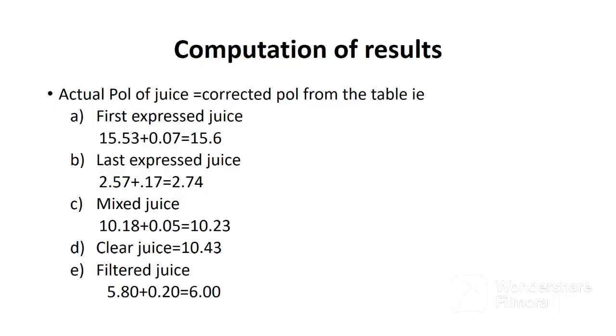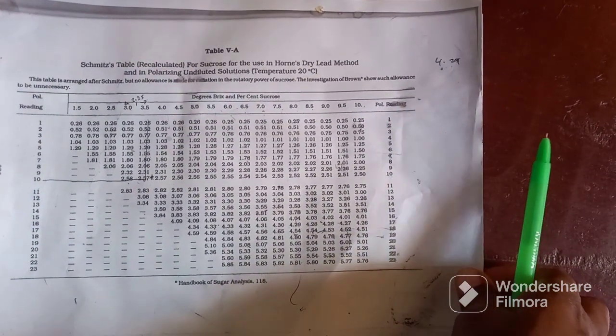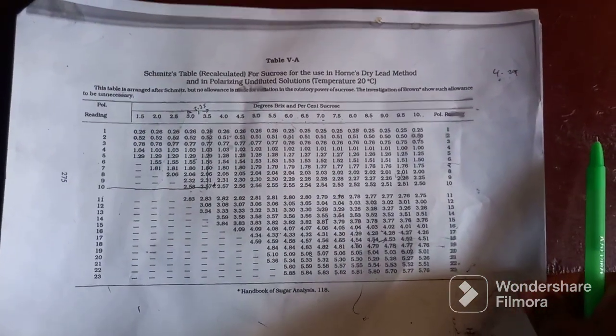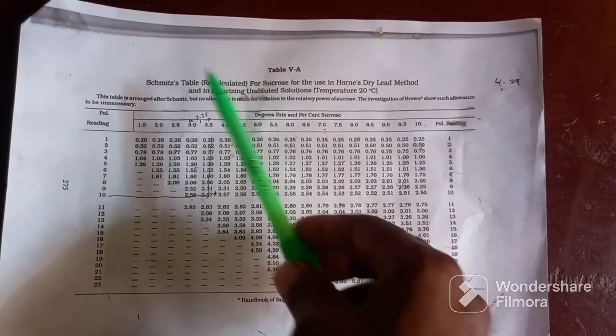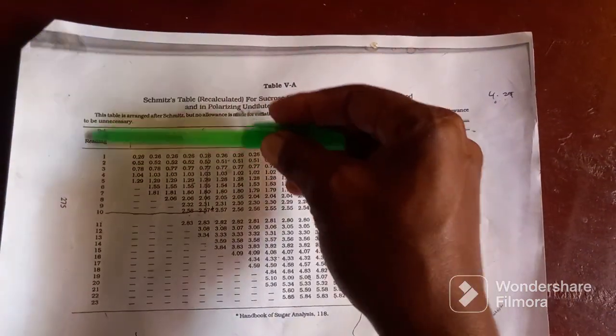Our third sample was mixed juice. Brix of mixed juice was 12.0. Pol reading 41.20. So we look at our first table. The highest Brix is 10. So this one will not help us in getting the pol percent of mixed juice.